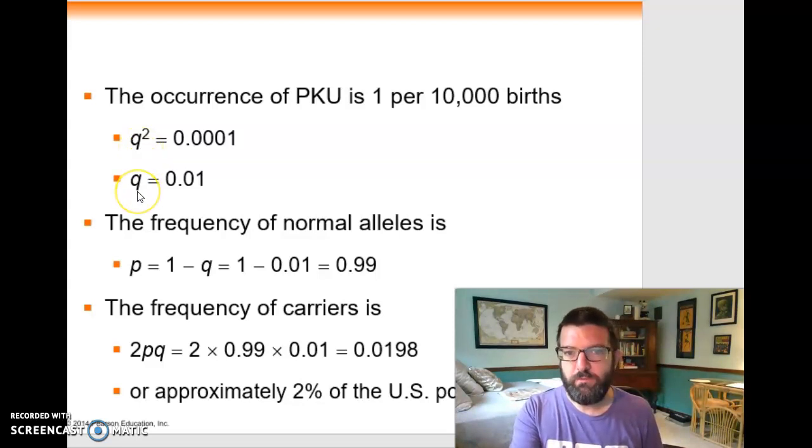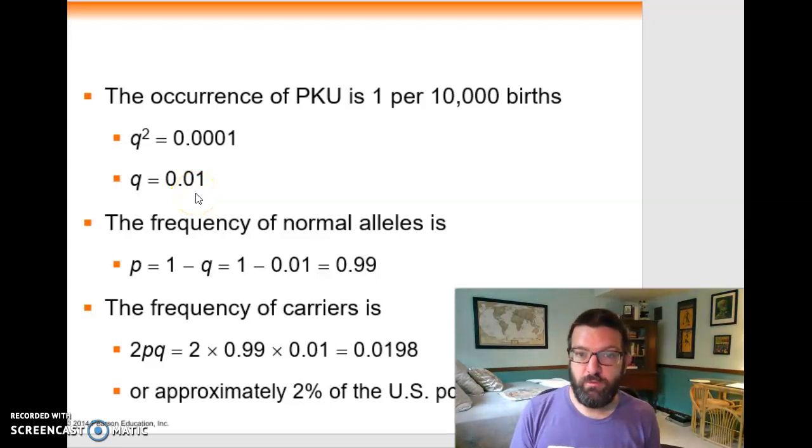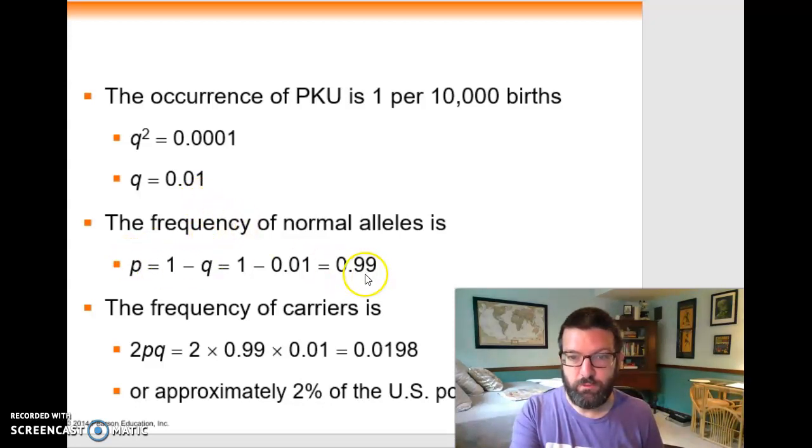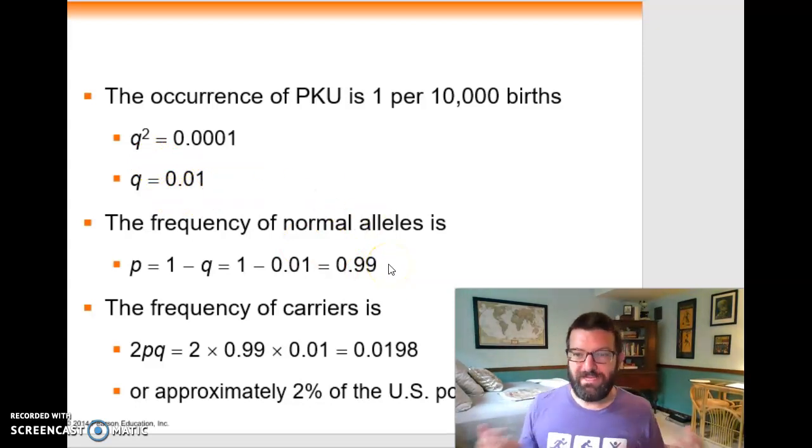Well, we can get Q. If we know Q squared is 0.0001, then Q is the square root of that, or 0.01. Well, then it's pretty easy. If we know Q, we can figure out P because P plus Q equals 1. So if Q equals 0.01, then P must equal 0.99, right? You just take 1 minus 0.01, you get P equals 0.99. And from there, it's pretty easy to get the genotype frequencies that we're missing.